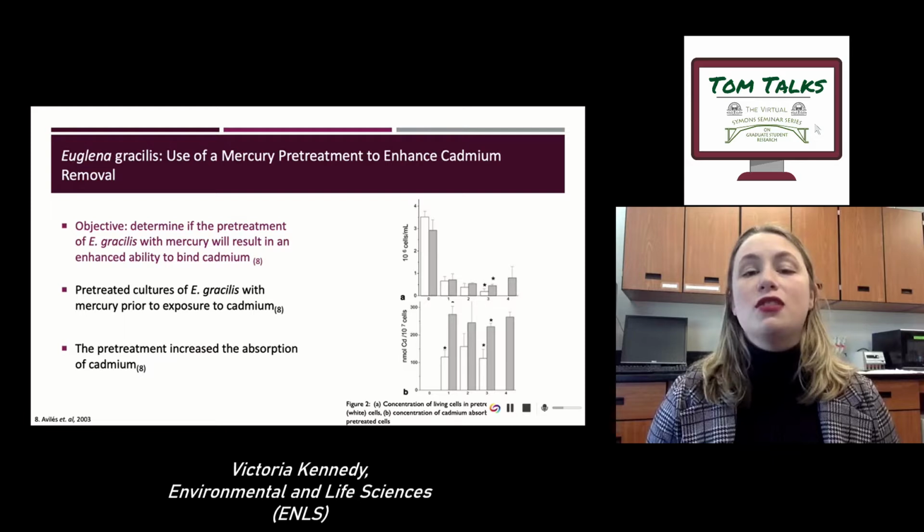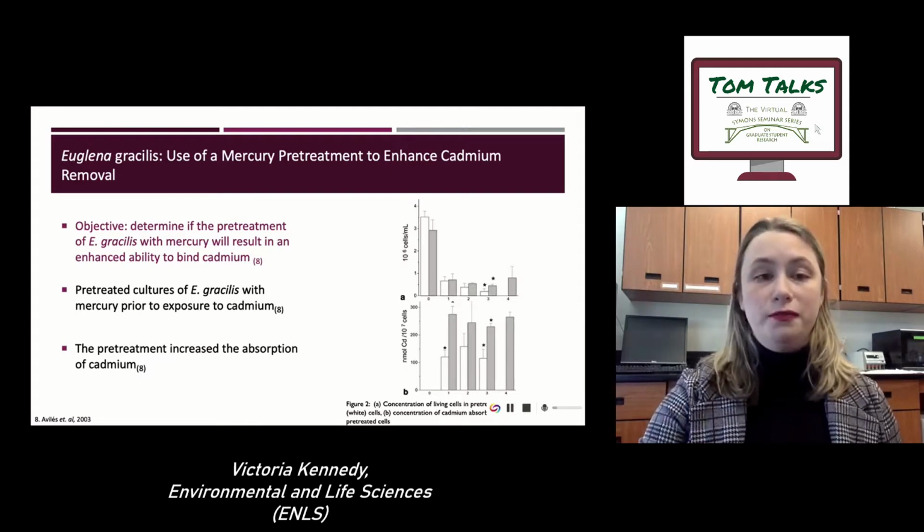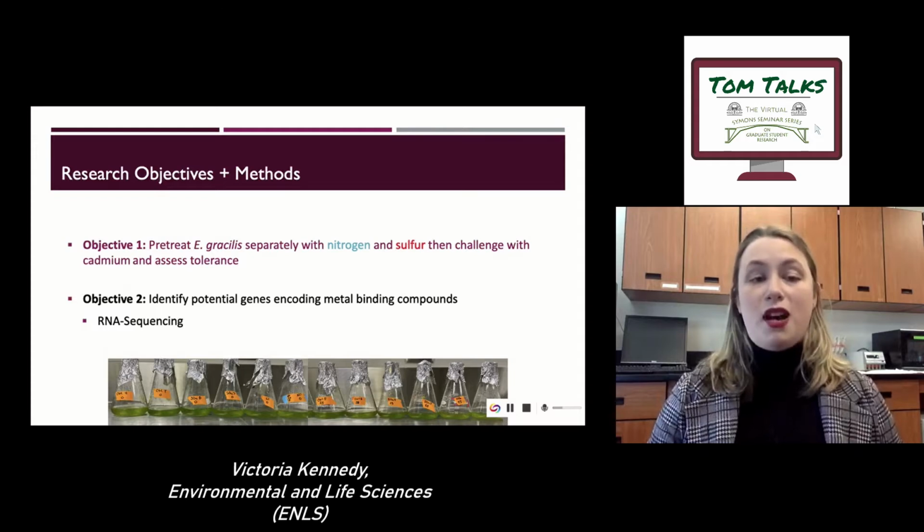So what this found is that Euglena cells could actually be induced to change, to have not only a higher tolerance, but be more efficient at removing cadmium from its medium. So this was also very significant. This leads me to my research objectives.